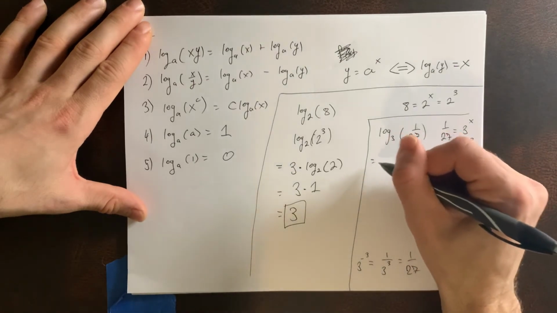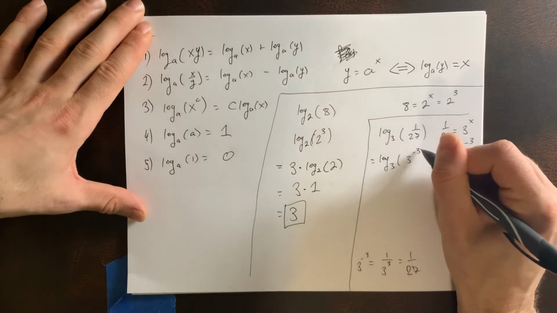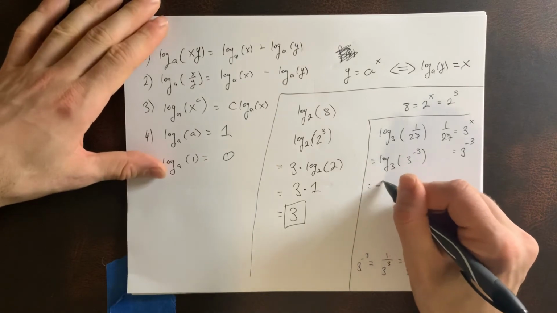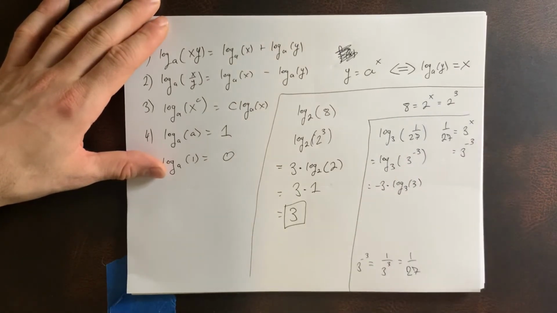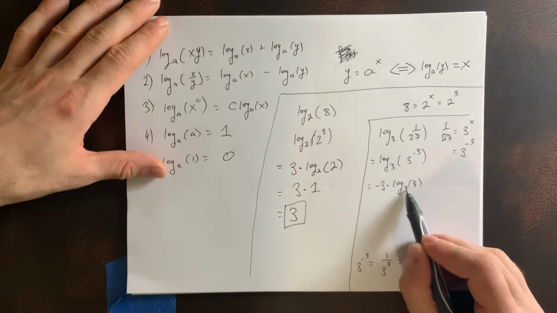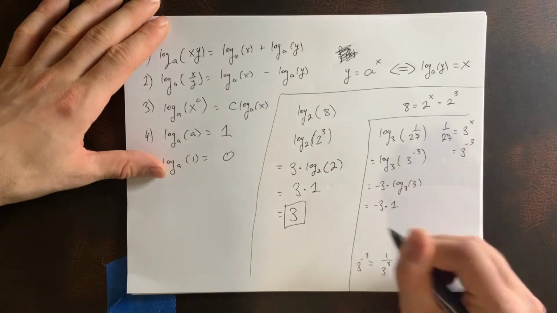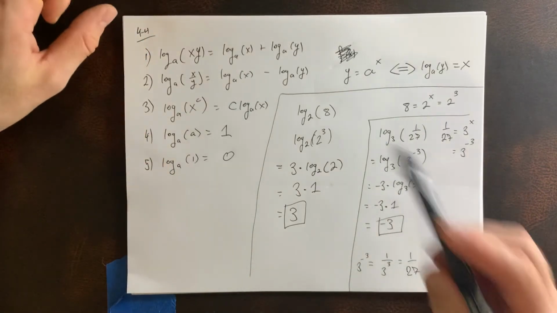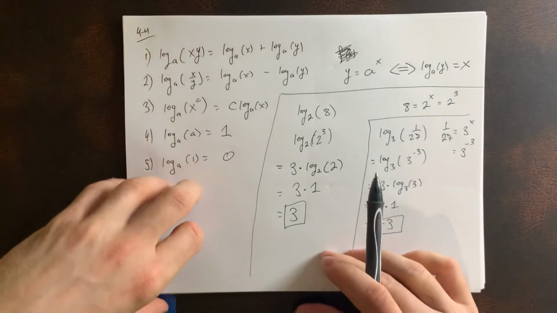So let's do that. We'll have log base 3 of 3 to the minus 3. And just like before, this power can move into the front. So we're going to have a minus 3 times log base 3 of 3. And then again, like before, the base and this thing inside match, so that just equals 1. So this is going to be minus 3 times 1, which is equal to minus 3. Okay, so there's two quick little examples from just simplifying what logs are.